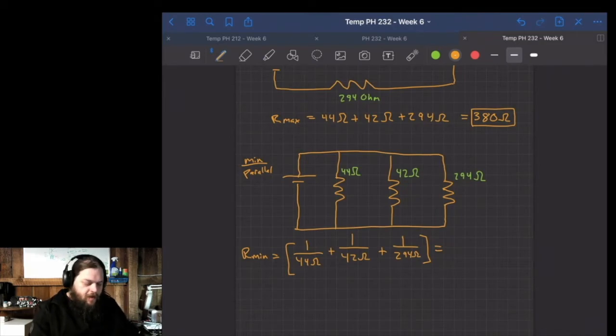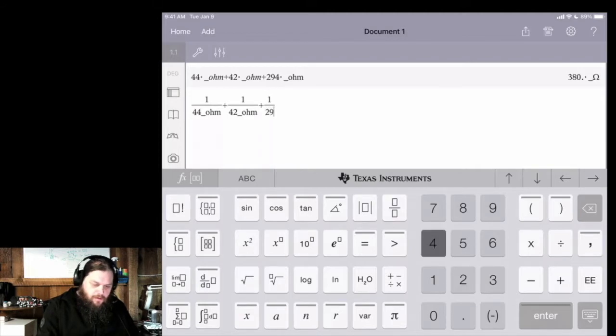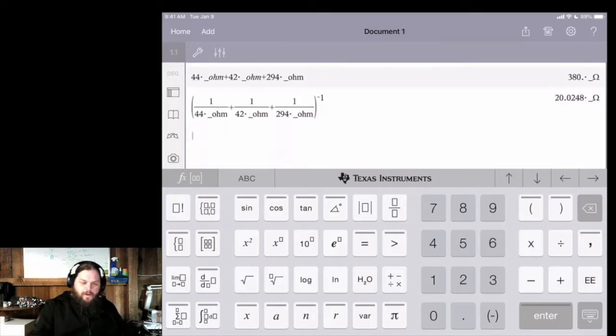We can plug that into our calculator. 1 over 44 ohms plus 1 over 42 ohms plus 1 over 294 ohms. But I have to take that whole thing to the power of -1. I didn't write that on there, but I'm going to. And that gives us 20.02 ohms.